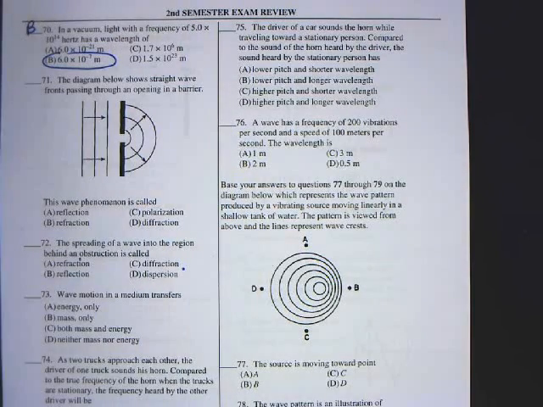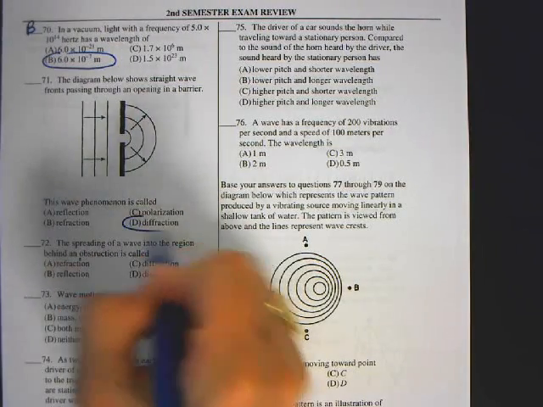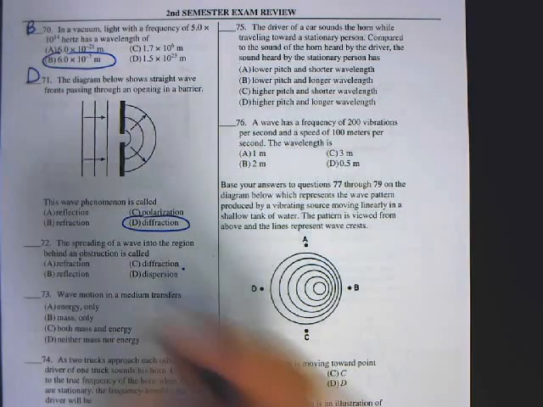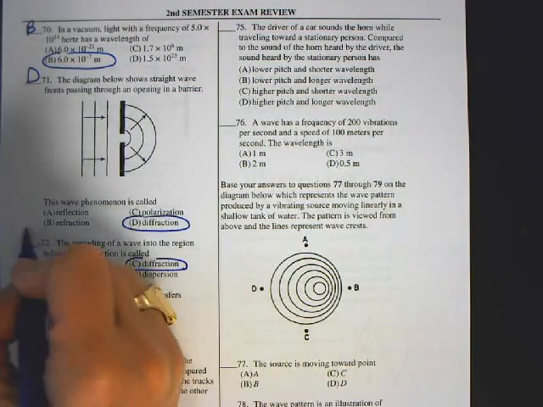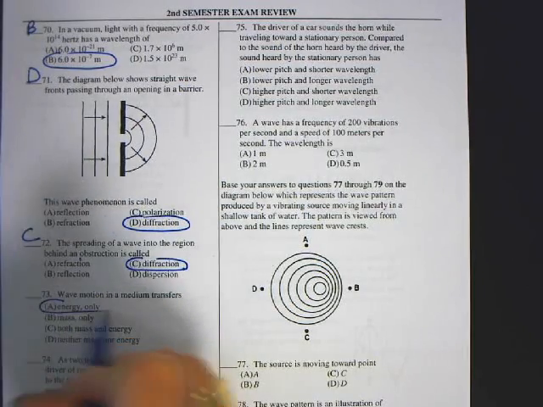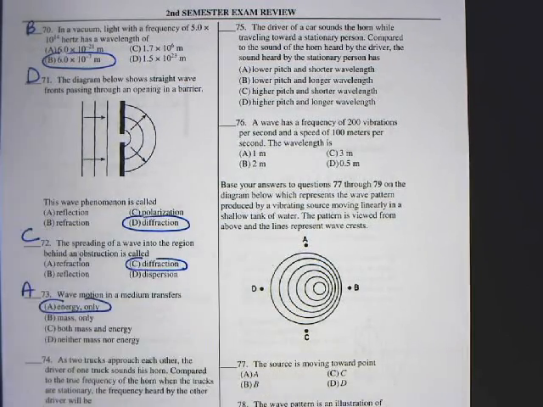Number 71, the diagram below shows diffraction. Number 72, the spreading out of the waves is diffraction. Number 73, wave motion in a medium transfers energy only. A lot of these are just definitions and diagrams directly from our notes.